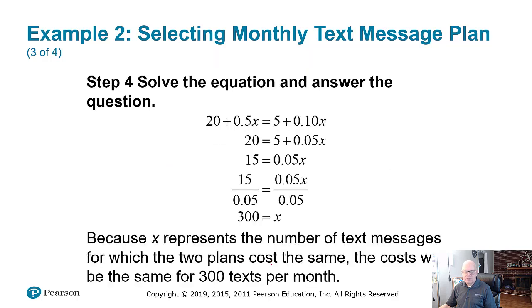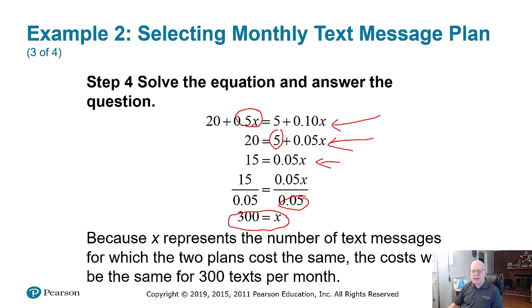Solve the equation. So here we've got the equation we had on the previous slide. Here we'll subtract this 0.05x from both sides. In the next one, we'll subtract 5 from both sides. That gives us this equation. And then finally, to get what x is, divide both sides by 0.05. And there you've got your answer. That's how many text messages will cost the same in both Plan A and Plan B.